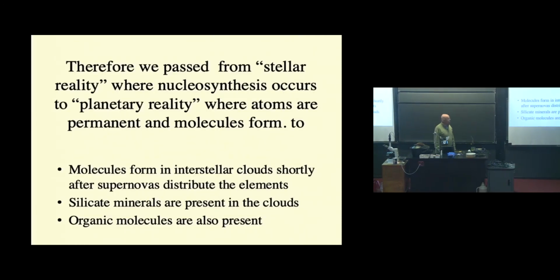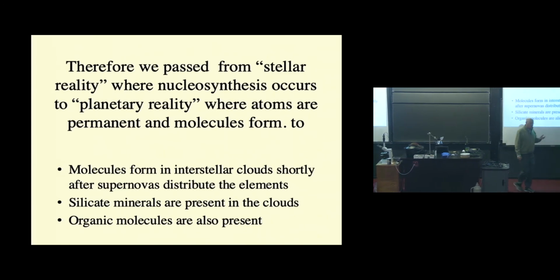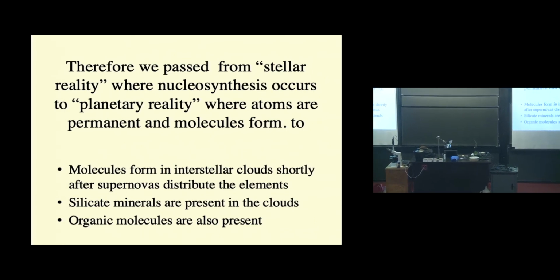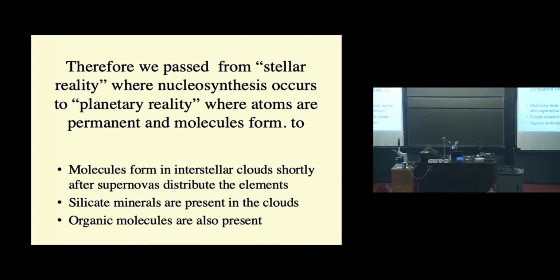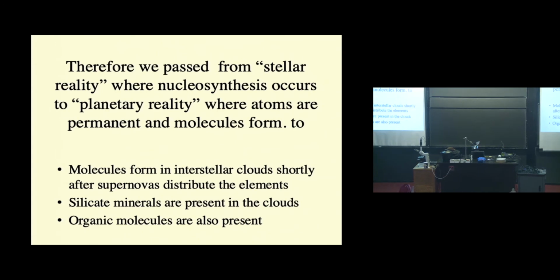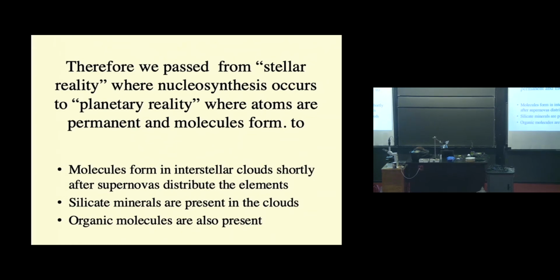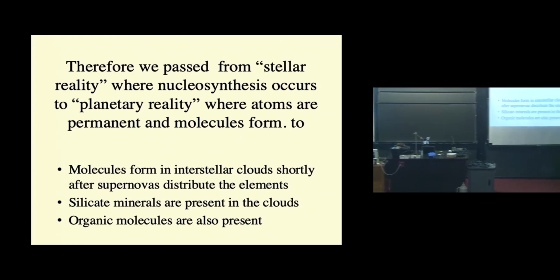So, in our lectures thus far, we've moved from the stellar reality of temperatures of tens of millions or even hundreds of millions of degrees, where the nuclei of atoms interact to form different elements. Elements are created and destroyed all the time. It's normal. To a planetary reality, where we have temperatures of hundreds or maybe a few thousands of degrees, and there atoms are neither created nor destroyed. Atoms are permanent, except for the rare radioactive element. And these permanent atoms form molecules, and those molecules then are going to make up the structure of the planets and the structure of life.